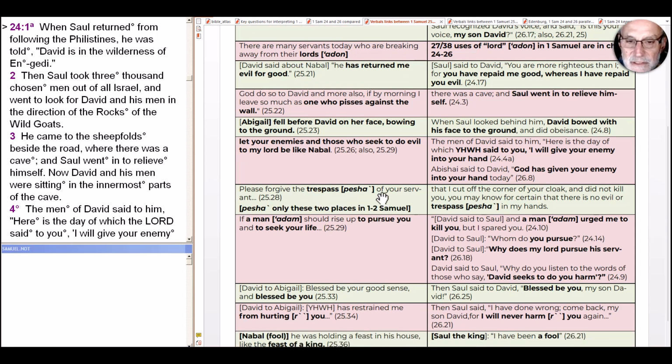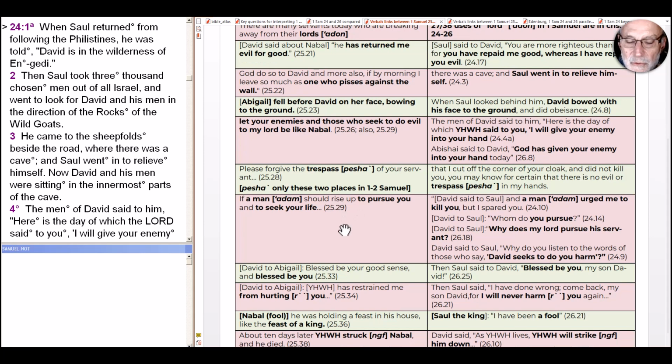Abigail also says, please forgive the trespass, using the Hebrew pesha, of your servant. And in this other passage, in chapter 24, David says that he cut off the corner of Saul's cloak and did not kill you, so you may know for certain there is no evil or trespass. I left out the verse there, but I'll put it in before this is final. And note that the word pesha is only in these two places in 1 Samuel.